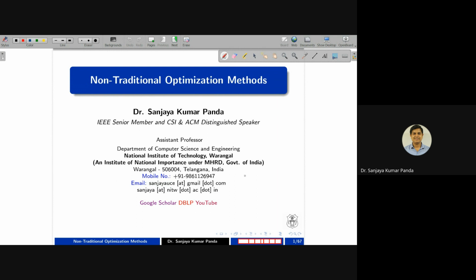So you can also look into different types of optimization methods, which are going to be covered in this FDP. If you apply such optimization algorithms or recently developed algorithms to your respective field, then I can say it is more fruitful to you.